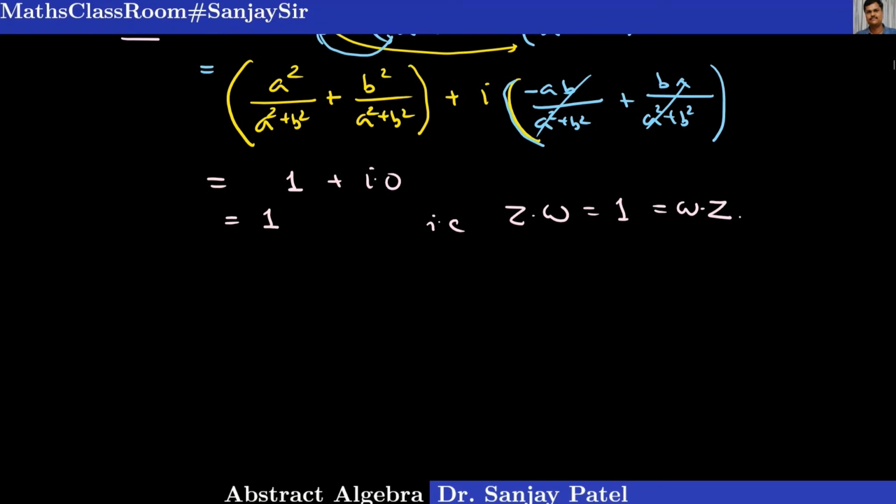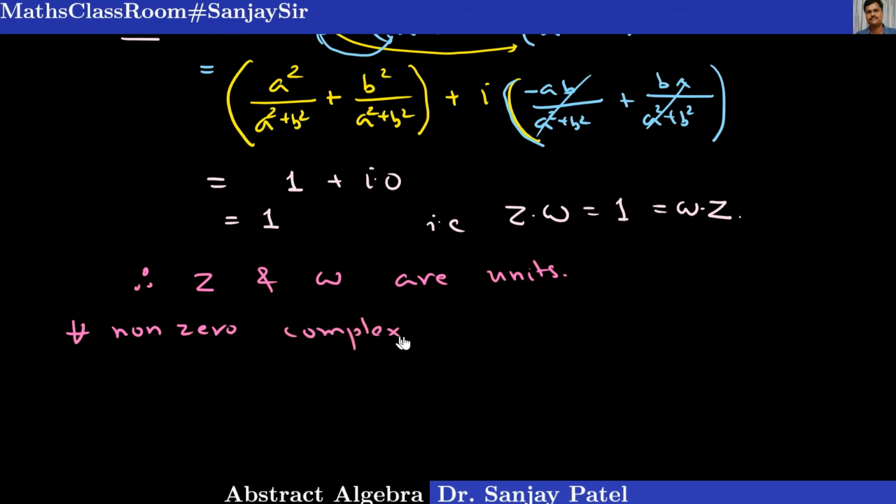Okay, so therefore z and w both are units. I can conclude z and w are units. In short, remember, every non-zero complex number is a unit of C. Okay, so we have discussed the first example.